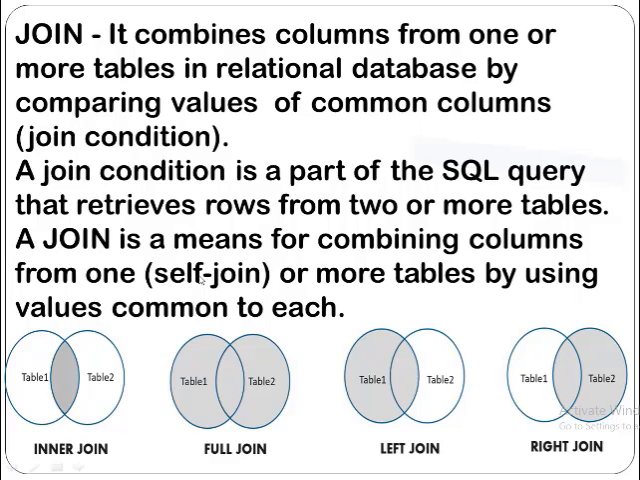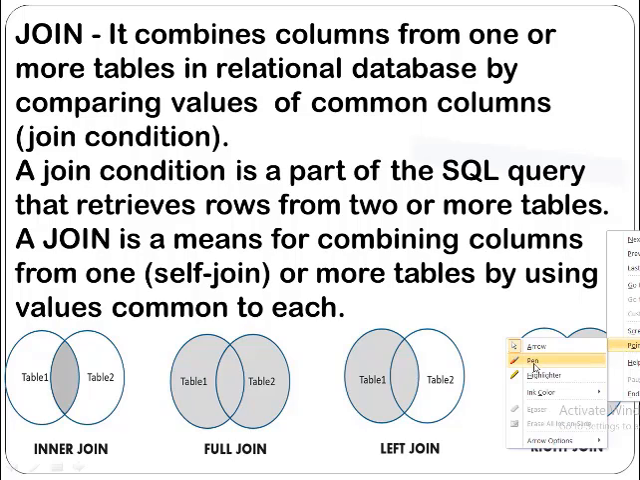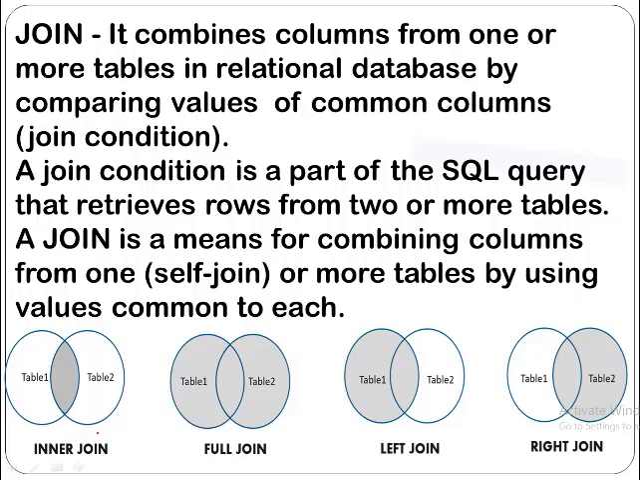So these are the different types of joins that are present in SQL: the inner join, full join, left join, and right join. Inner join, only the common records are taken. Full join, all the records from table 1 and table 2 are taken. So inner join means only the common records of table 1 and table 2. And full join means the records from both the tables which are common as well as those which are not common in table 1 and table 2, that is all the records of table 1 and table 2.